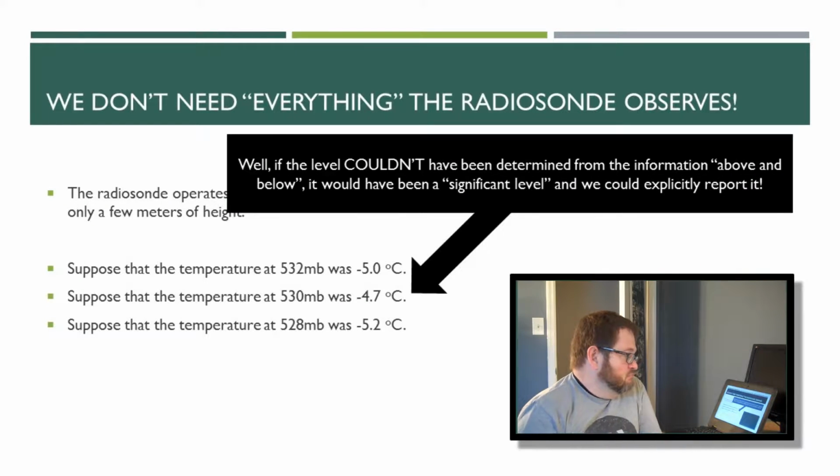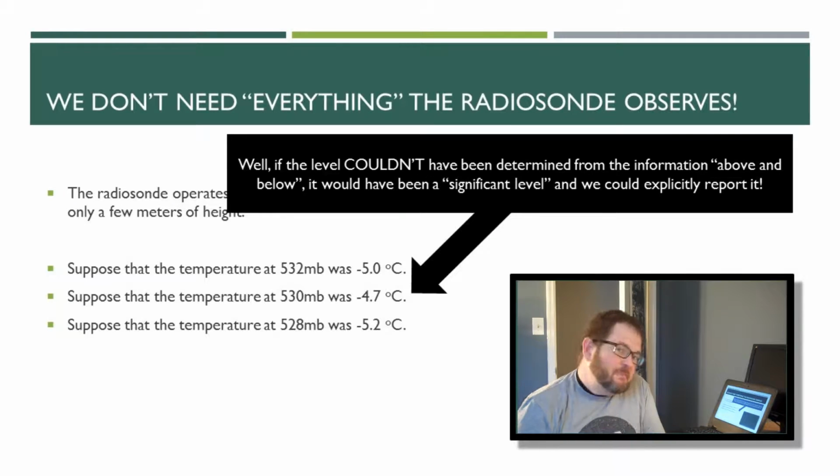I mean, maybe we do need that observation. Like, let's say instead of being negative 5.1 degrees Celsius at 530 millibars, let's say it was negative 4.7 degrees Celsius. We could not figure out that the temperature was negative 4.7 degrees Celsius if all we knew were the levels above and below it like we had here. See, we would not guess that the temperature was strange at 530 millibars based on that.